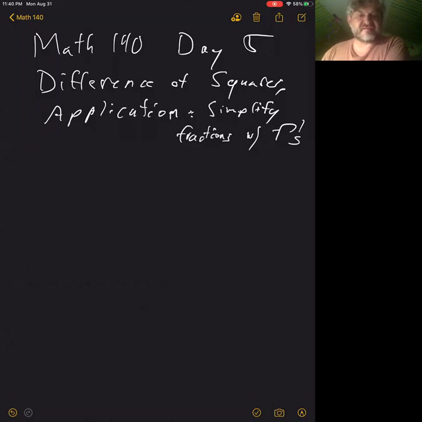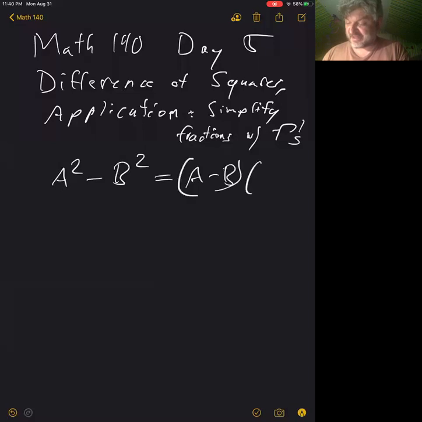The topic here is a simple pattern, the difference of two squares, which is really useful and happens all the time, and we'll do some applications. So first, the simple pattern, the difference of two squares. It looks like this: a squared minus b squared is equal to a minus b times a plus b. Anyone can FOIL that out and check it's actually true. So let's do examples for that.